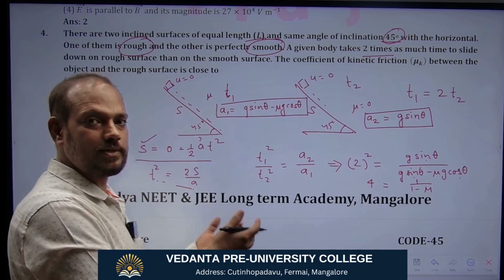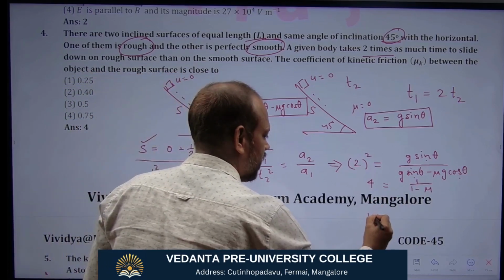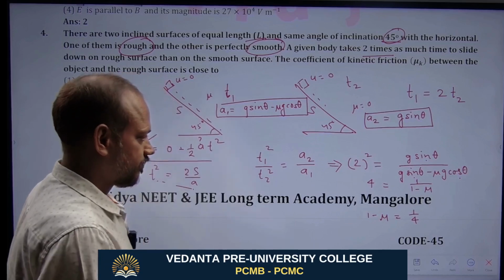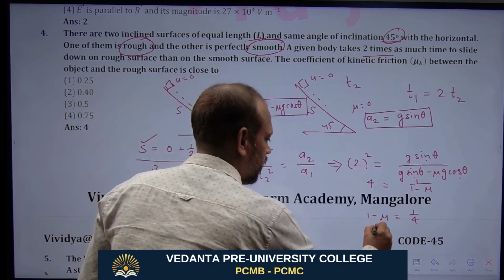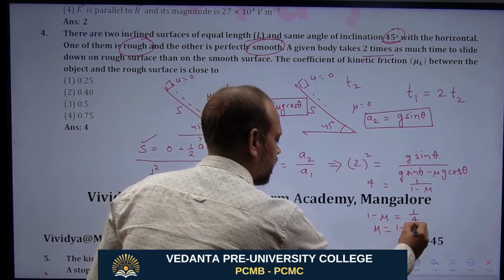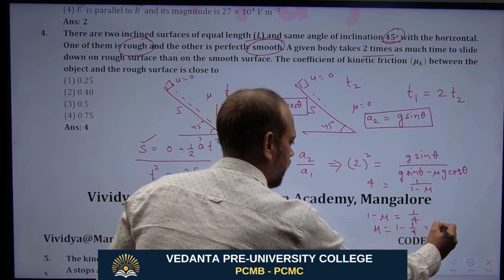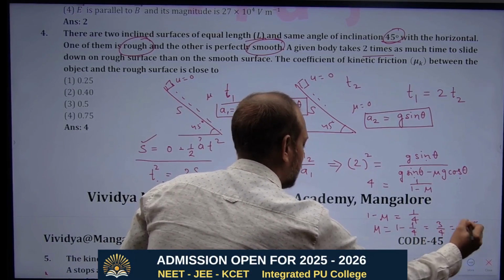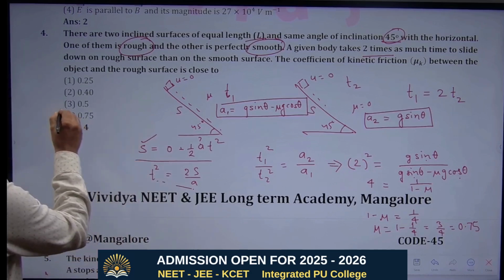Now let us go ahead and solve this. You'll get 1 minus mu is equal to 1 by 4, right? So mu is equal to 1 minus 1 by 4, which is 3 by 4, which is 0.75.